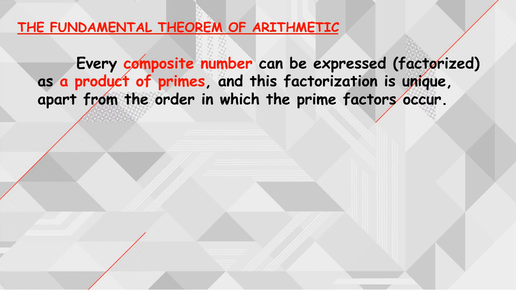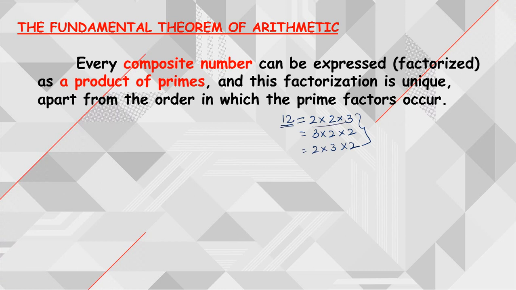What is the meaning of this? If we consider any composite number, we can write it as powers of products of primes, and the order of the prime factors is not important. We can start with any number. Suppose I consider the number 12. I can write it as 2 into 2 into 3: 2 2s are 4, 4 3s are 12. Or I can start with 3, so 3 into 2 into 2. Or you can write 2 into 3 into 2. However you write, you get the same value 12.